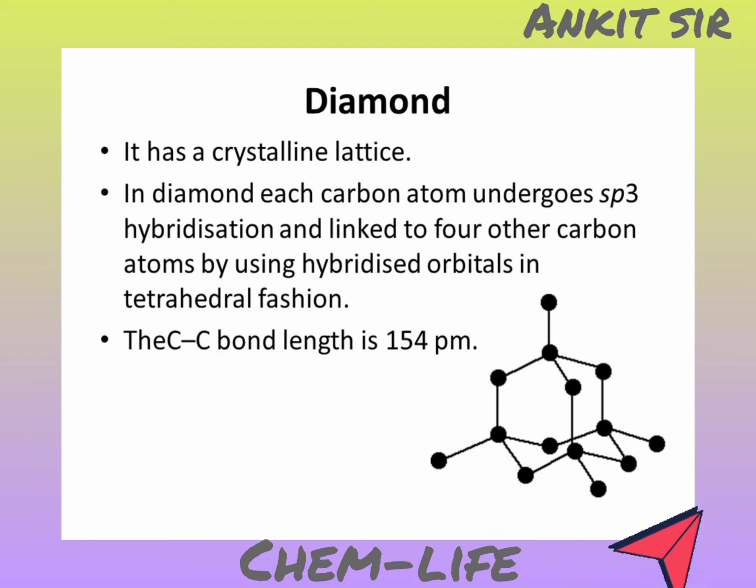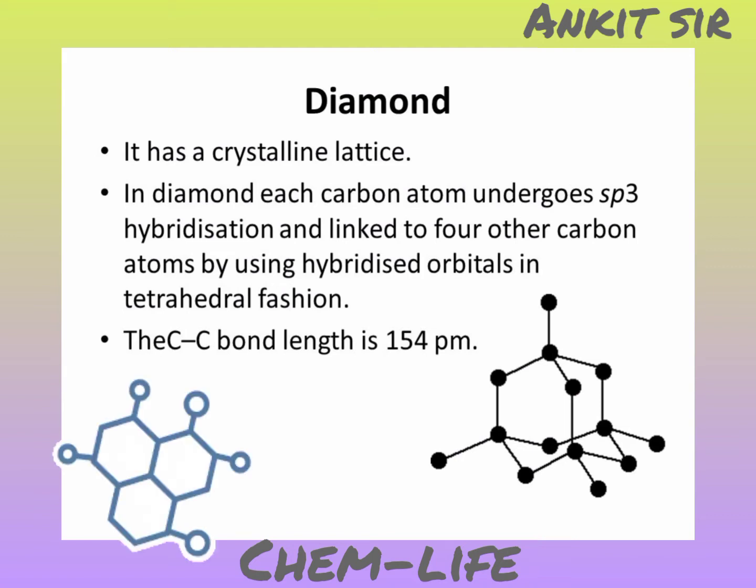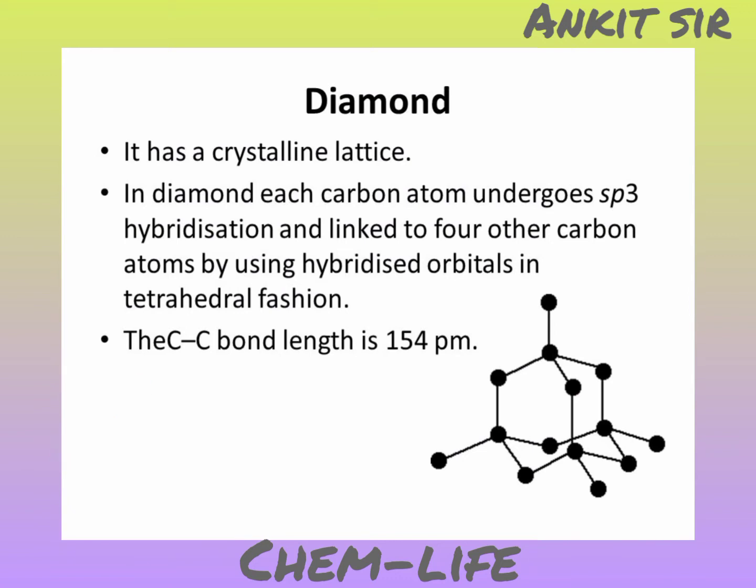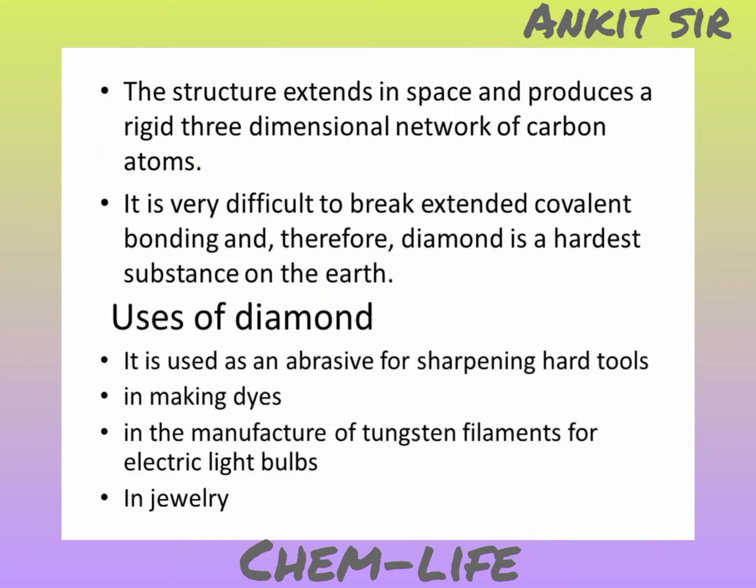In diamond, each carbon atom undergoes sp3 hybridization. As you know, what is sp3 hybridization? When a carbon is attached with single bonds to four other carbon atoms or any other atoms, it forms sp3 hybridization, or we can say a tetrahedral structure. The carbon-carbon single bond length is 154 picometer. You have to remember this: 154 picometer.